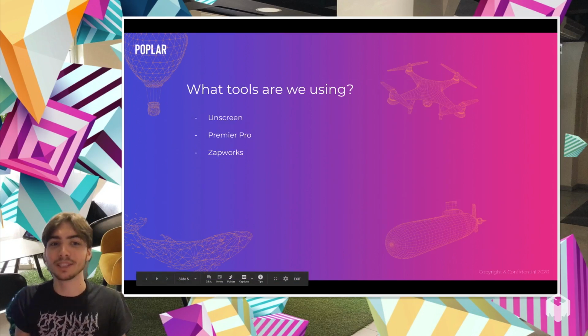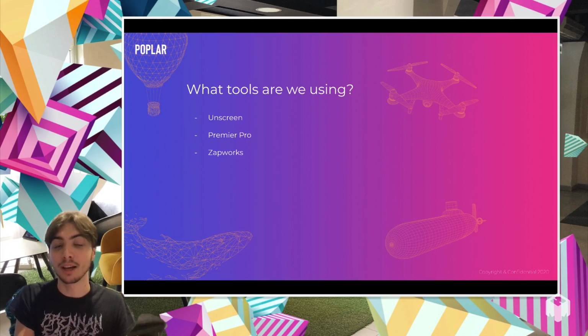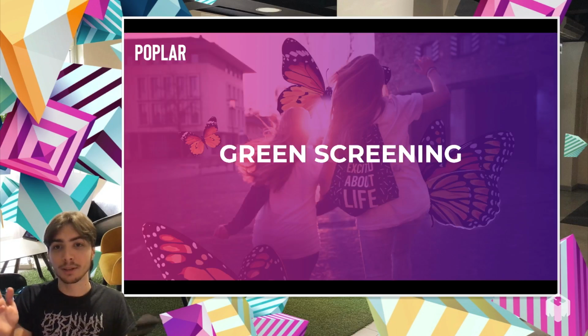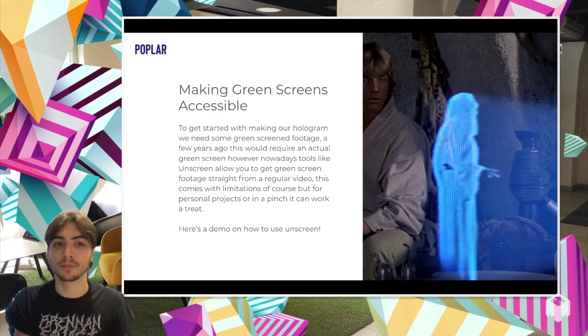So what tools are we using today? Today we'll be using Unscreen, the free version, Premiere Pro, which is a paid app, however, they've got a free trial that you can use, and Zapworks, which is free to use for personal use. First topic of discussion, green screening.